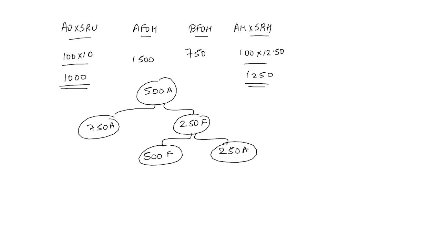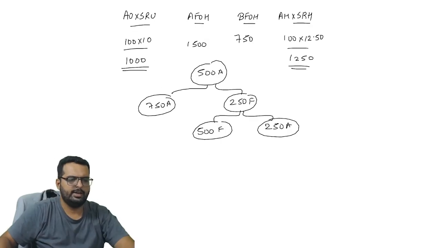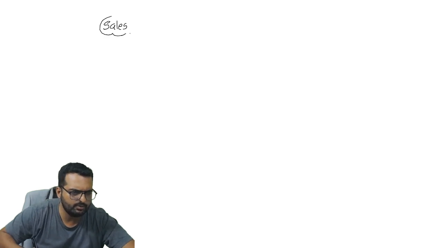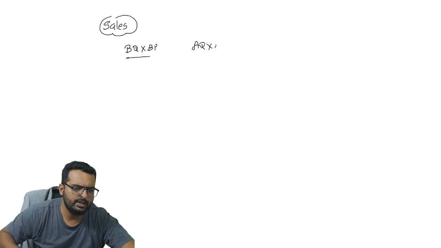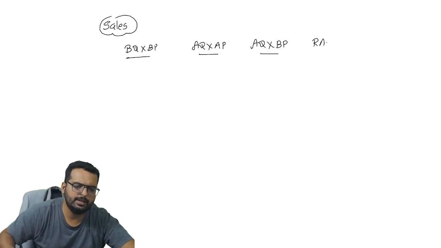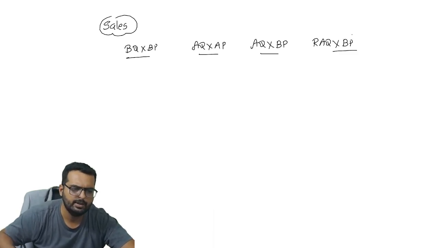I believe everybody is done with this part, friends. Anyone still writing? Fine, friends. Last one is very easy. Sales variance, it is going to be BQ into BP, AQ into AP, AQ into BP, RAQ into BP. Friends, what is BQ?